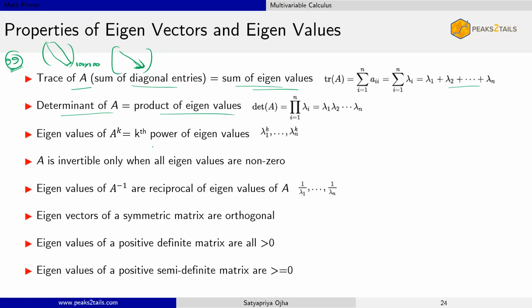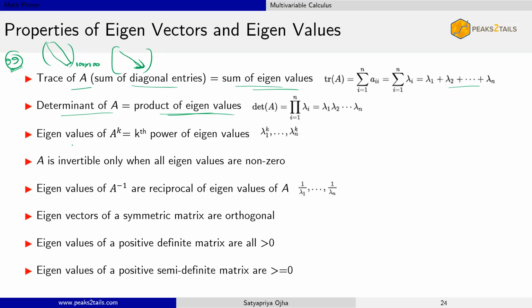So if it is a product of eigenvalues, then if one of the eigenvalues is 0, which is possible, that means the determinant will become 0, which means it is not full rank. All of these are connected. If one or more eigenvalues are 0, the determinant becomes 0. If the determinant becomes 0, it's a singular matrix or not full rank.